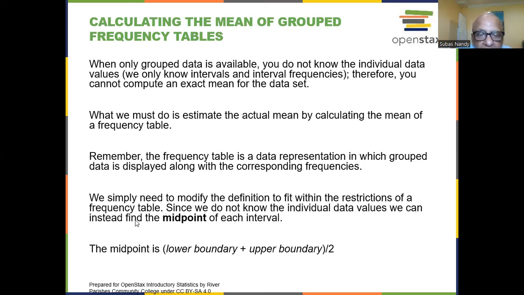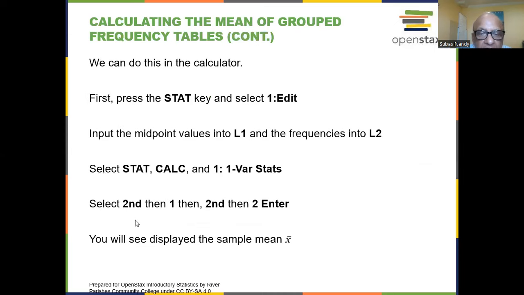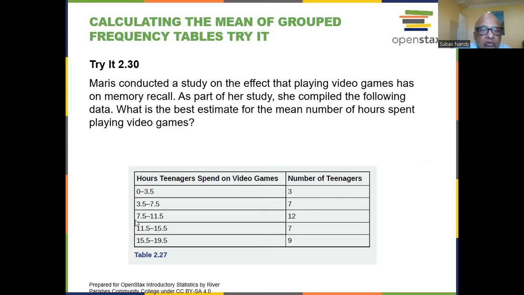We simply need to modify the definition to fit within the restrictions of a frequency table. Since we do not know the individual data values, we can instead find the midpoint of each interval. The midpoint is the lower boundary plus the upper boundary, divided by 2. So here is a data set, and we have to find the midpoint of each class.